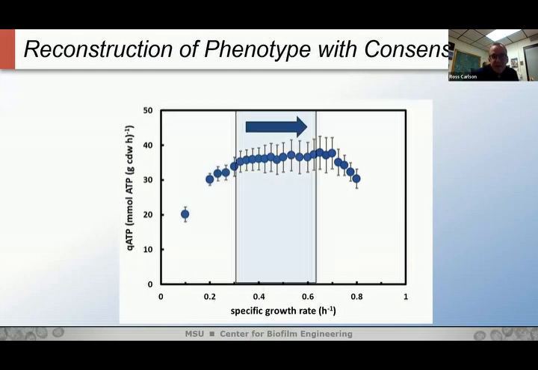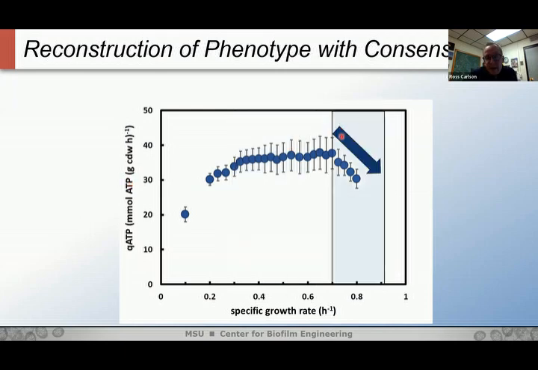We get to the middle region here, and it's more or less a zero slope. In this case, the cell can increase its growth rate with no penalty in the ability to generate maintenance energy. And then in the last area here, we have a negative slope. So our interpretation of the negative slope means the cell has the capacity to increase its growth rate, but the only way it can increase its growth rate is through a decrease in maintenance energy generation.